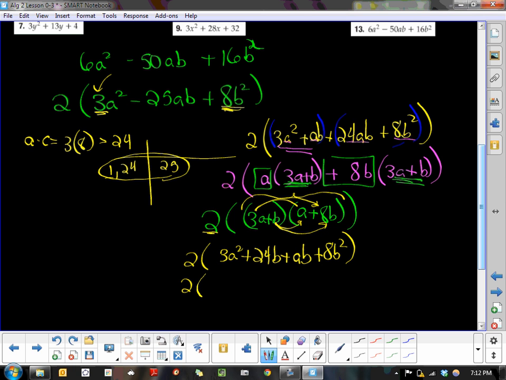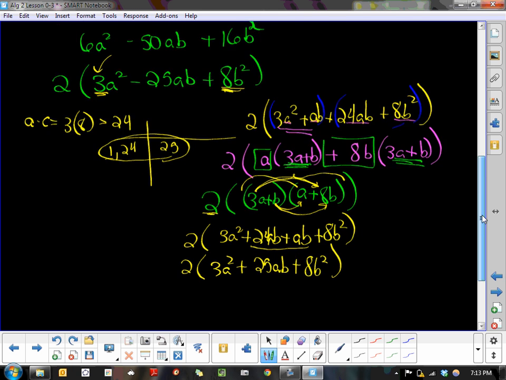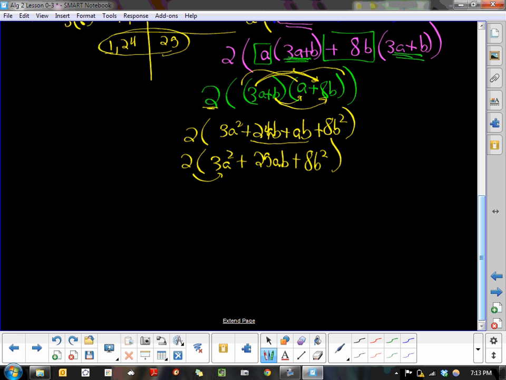So that's 2 times. The only reason I'm waiting to multiply by that 2 is I've got some like terms that should have been sitting here. I didn't write my a in there. This was a 24ab, so plus 25ab plus 8b squared. Then we roll through with a 2. So 2 times 3 is 6a squared. Now I'm distributing a monomial. Double of 25 is 50ab, and double of 8 is 16b squared.